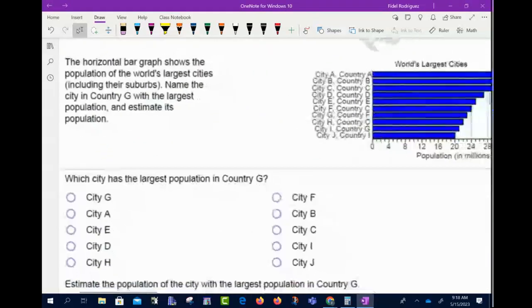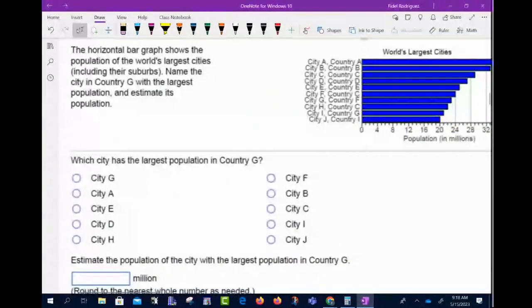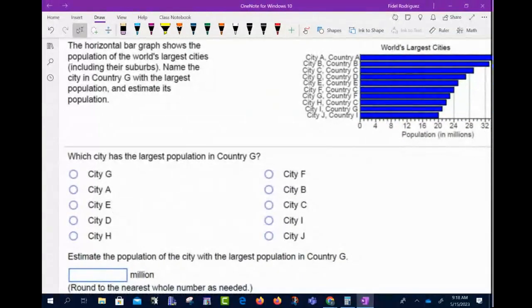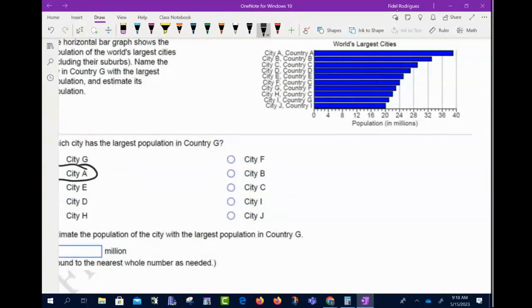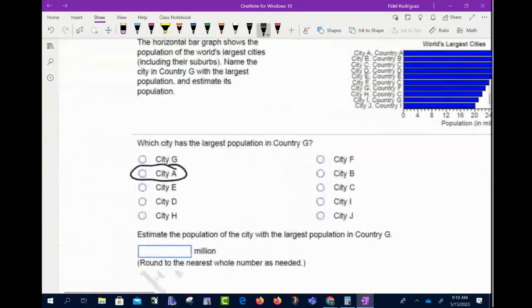Okay, the horizontal bar graph shows the population of the world's cities. We're looking for the one with the largest population. So which is the one? A, right? A has to have the largest population. Okay, and if we were to estimate that, y'all, 39, that sounds reasonable to me. Boom, there you go, 39. And we're done.